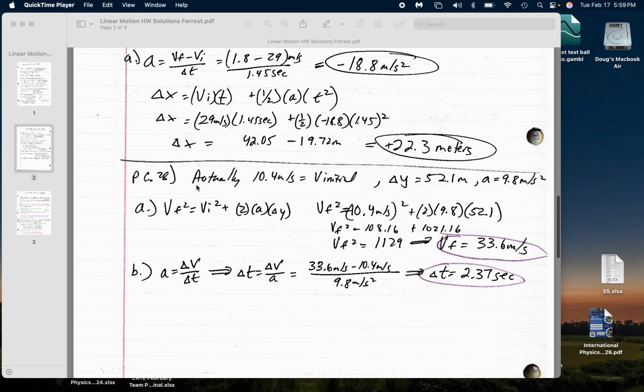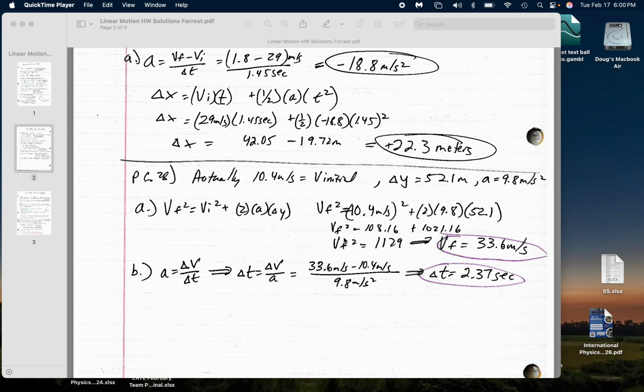28, you've got a camera. The person's reached a terminal velocity, but then they drop the camera. So actually this 10.4 meters per second is the initial velocity, and it's dropping 52.1 meters to the ground. Hopefully by now, this time of the year, you know the acceleration due to gravity is 9.8 meters per second squared.